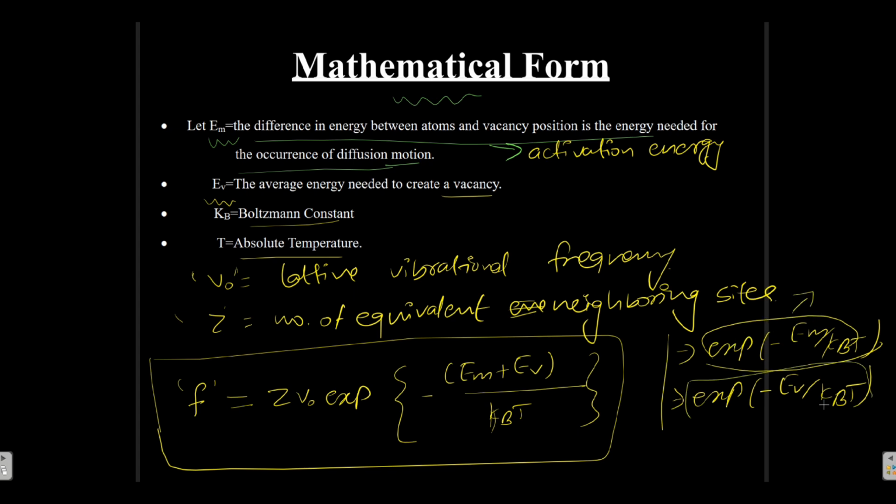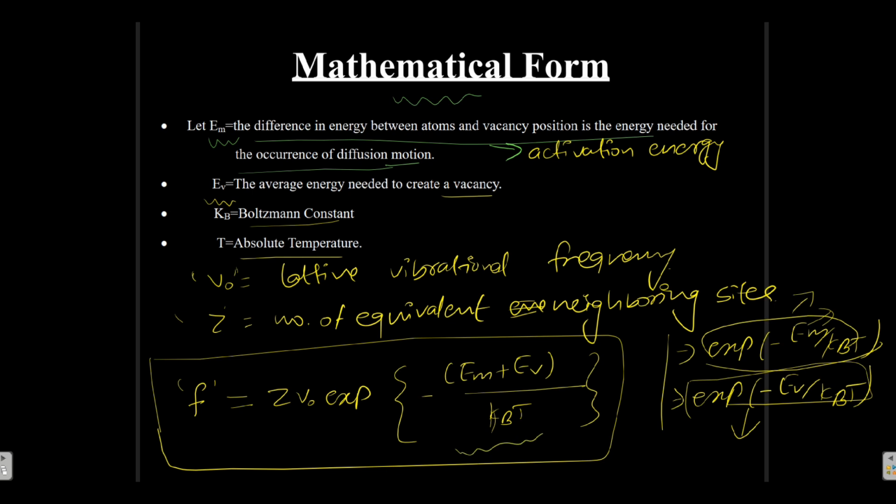Similarly, this form over here represents the fraction of time at which the atom has a vacancy nearby. So EM represents the possession of sufficient energy by the atom. EV represents the neighboring site having a vacancy. Without vacancy, it cannot diffuse. So this is what you need to remember. This formula is very important.